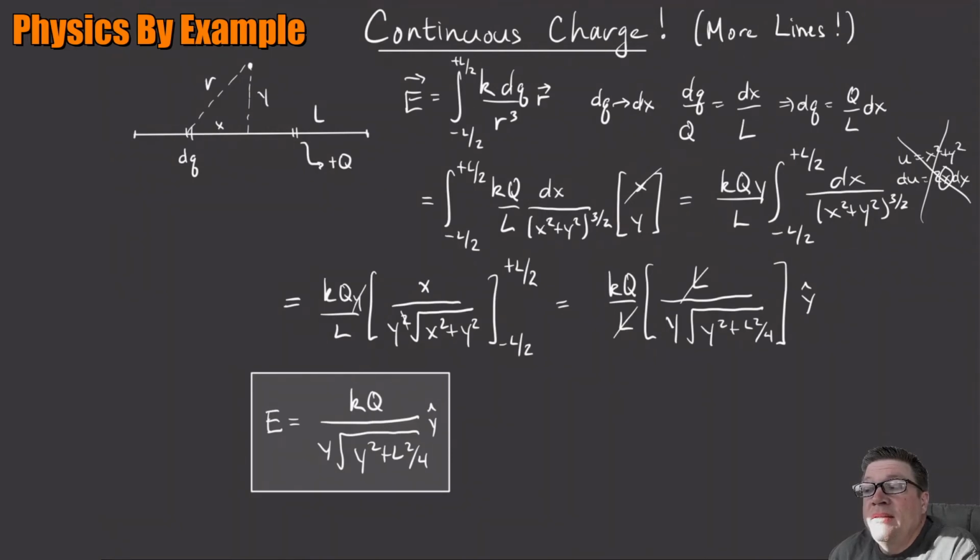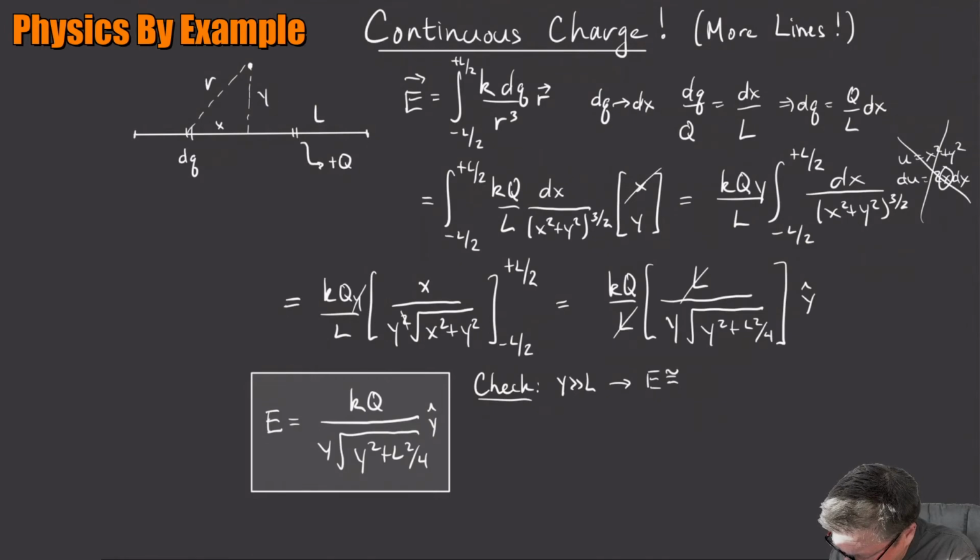One interesting thing is, let's check it. If y is a lot bigger than L, remember what should happen. If y is a lot bigger than L, then this line shrinks and it looks like a point charge if you're really, really far away from this thing. So if y is a lot bigger than L, then the y squared term in the denominator dominates. So sure enough, this just becomes kq over what, y times the square root of y squared? So it's y. So it's just kq over y squared.